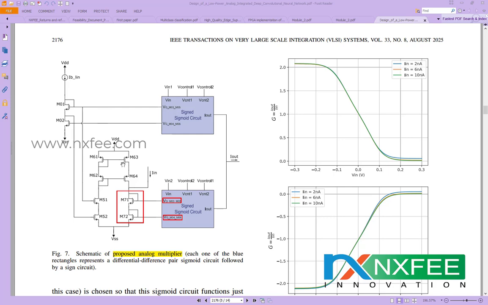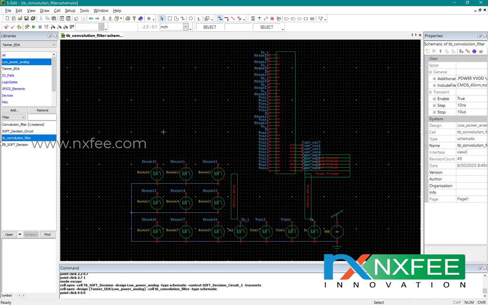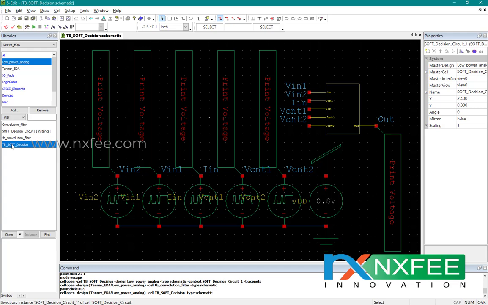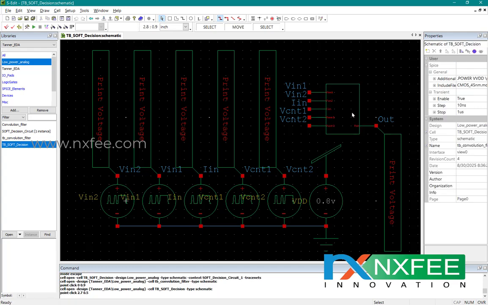We solved these problems and reduced the number of transistors in this architecture. We created the proposed novel architecture, and it is developed in the Tanner EDA tool. This is the proposed architecture, which we named the soft decision multiplier, and this is the test bench of the architecture.